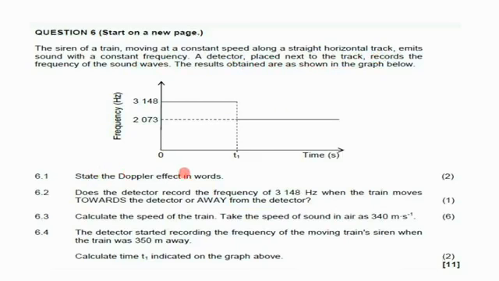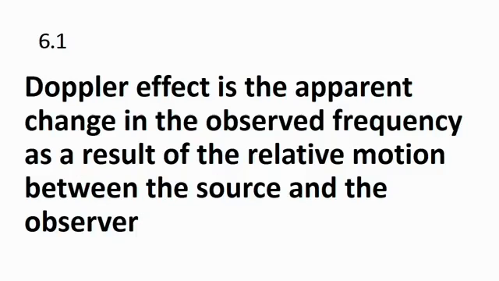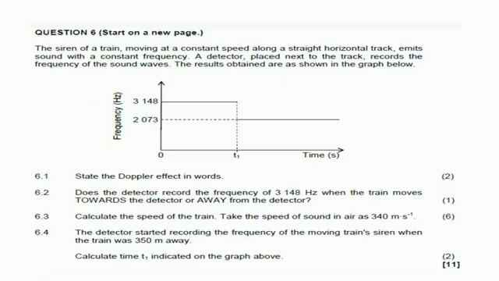So again, we can see how important that formula is. It is always the first question. So I'm doing all these questions because I want you to see the trend of questions. And then it makes it easier when you practice. You get to know what is required of you when dealing with each and every topic. So let's run quickly to that. It says Doppler effect is the apparent change in the observed frequency as a result of the relative motion between the source and the observer. So that's how you're expected to define it.